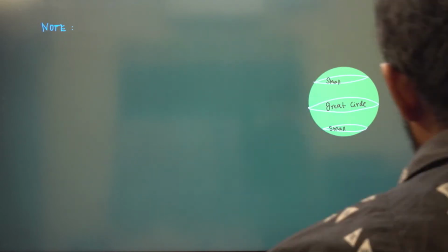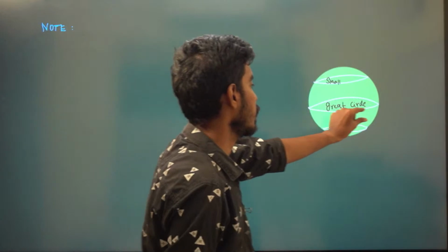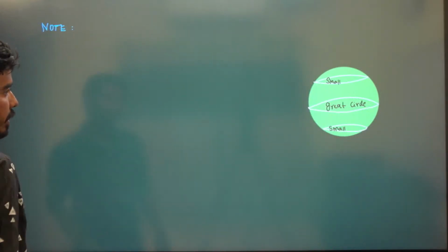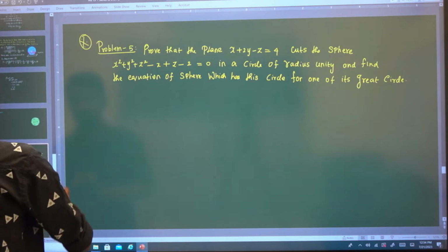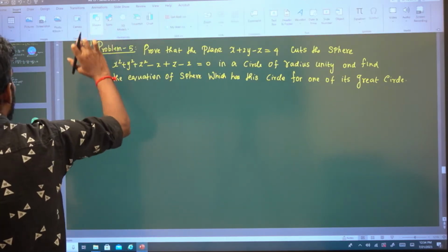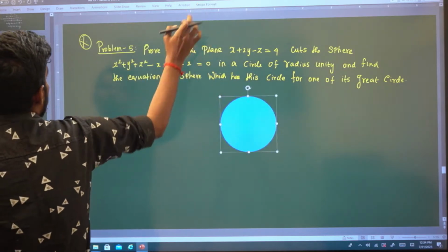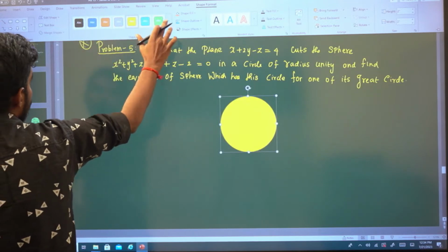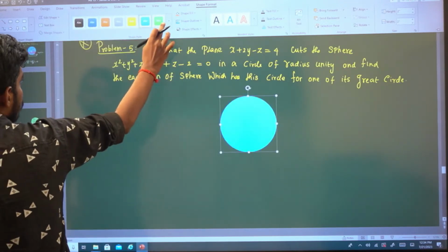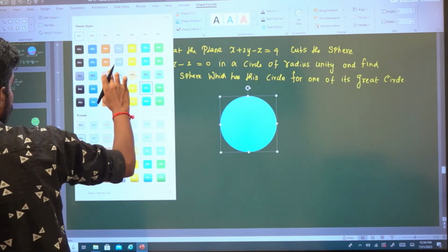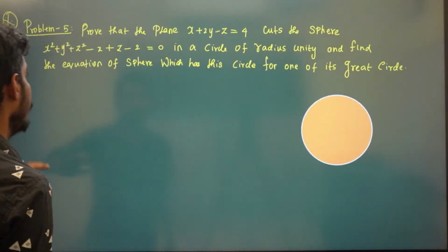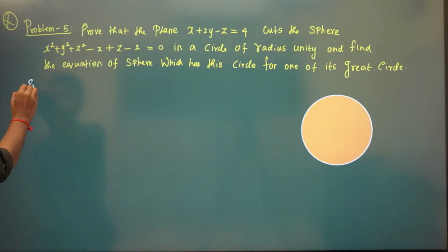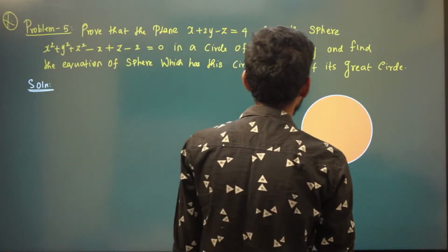Okay, so I don't want to write this, right? So great circle means a circle with the greatest diameter inside the sphere. That is called a great circle. Okay, so now we will do this. We will first prove the first part, right? The first part is very easy to prove. Prove that the plane cuts the sphere in a circle of radius unity.